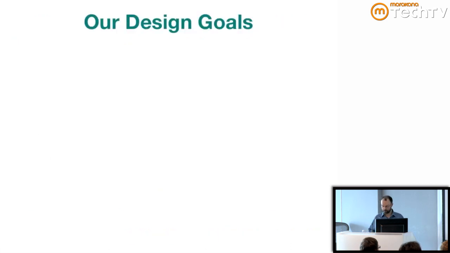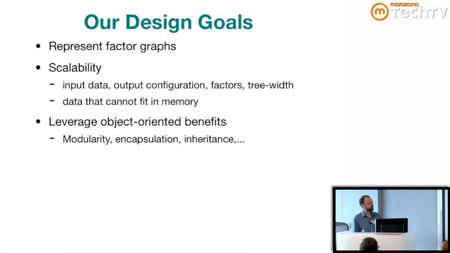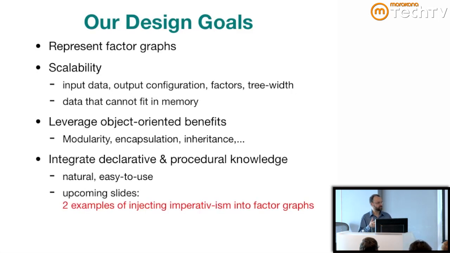So we've been calling these things imperatively defined factor graphs. And the design goals of our system are that, first, it represents factor graphs, that it's very scalable, so it's not just a toy to be used in the classroom, but you can really deploy it at large scale in industry. It's large in terms of input data, output configurations, the number of factors, the total amount of data. That we can leverage object-oriented benefits, that variables, factors, inference methods are all classes that can be subclassed and modified. And that it makes it easy to integrate the declarative and procedural domain knowledge that we have to bake as much smarts as we can into the models that we build.